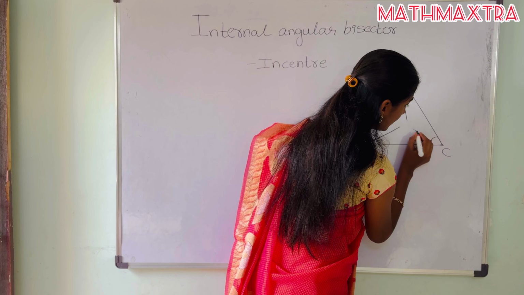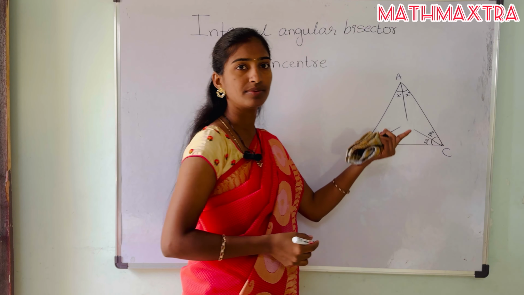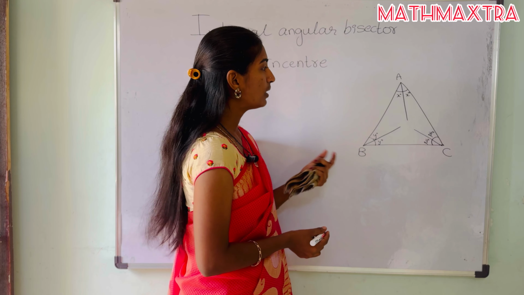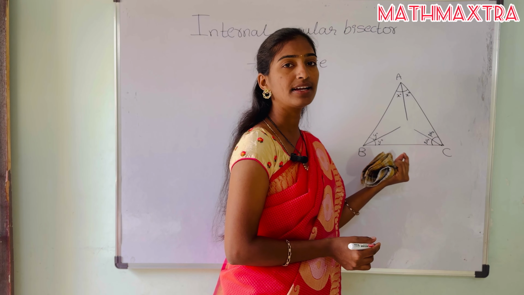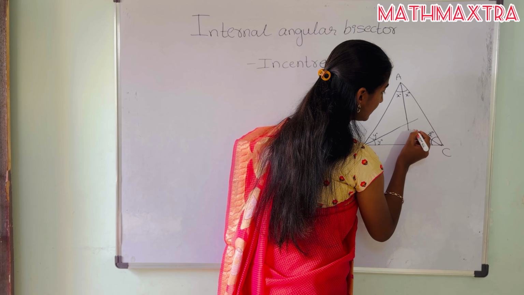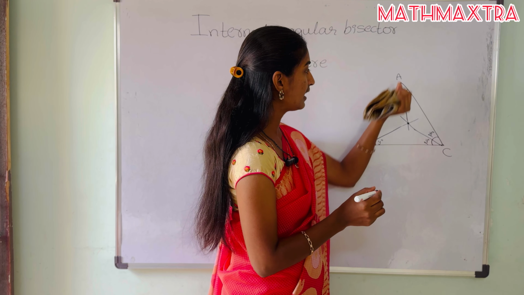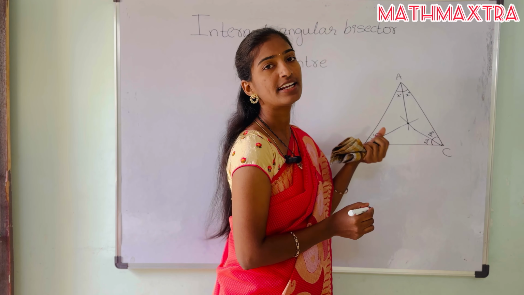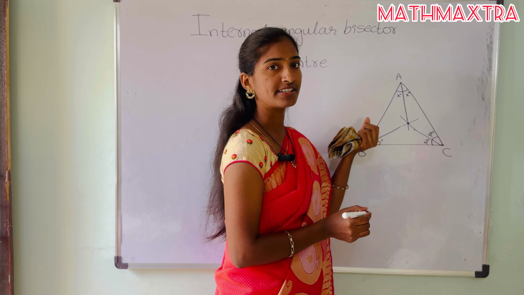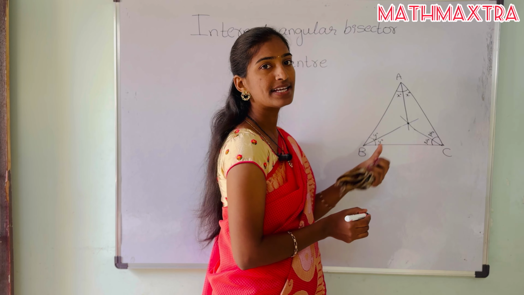Okay, so how many internal angular bisectors are possible? As there are three internal angles in a triangle, there are three internal angular bisectors possible. So what happens if you draw all the internal angular bisectors in one triangle? These three lines are concurrent at one point, isn't it? This is one internal angular bisector, this is another, and this is another. These three internal angular bisectors are concurrent at this point. So this point of concurrency we call the incenter.